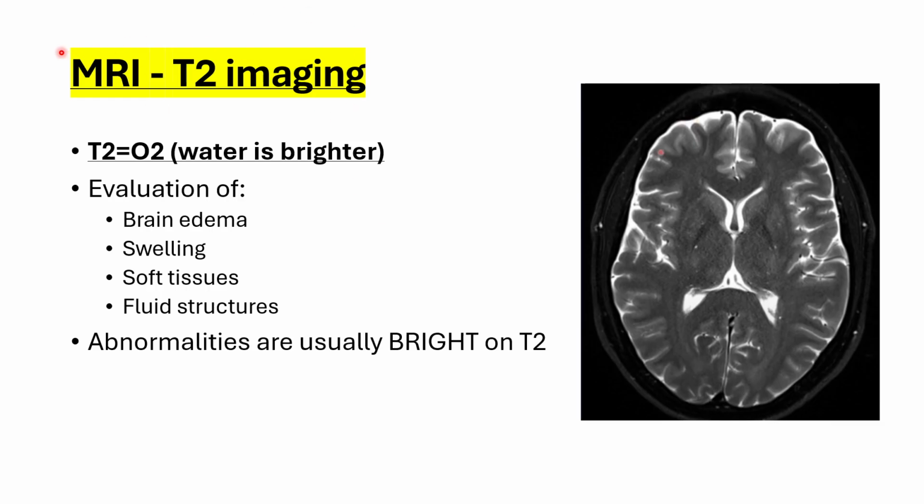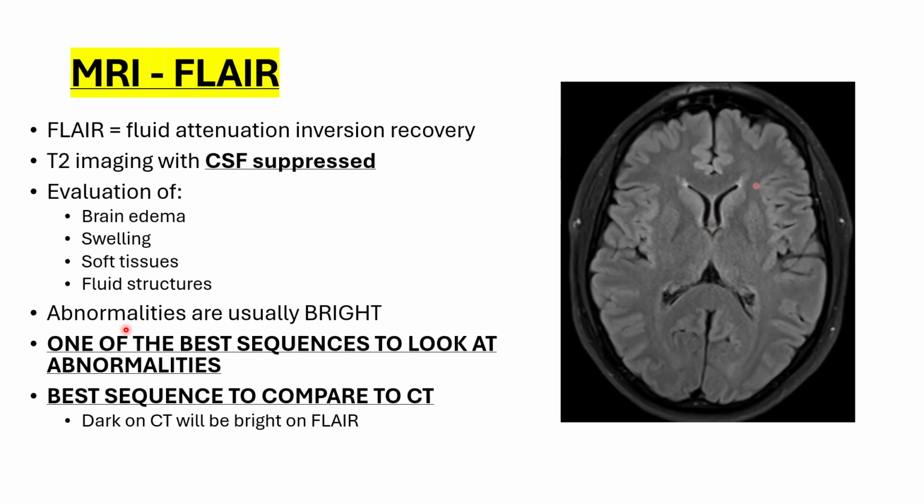T2 weighted imaging is another type of MRI that you can get. I think of T2 as H2O, so water is brighter. This is really good for evaluation of brain edema, swelling, soft tissues, and fluid structures. Any abnormality is going to be bright on T2. This is a really popular imaging modality.